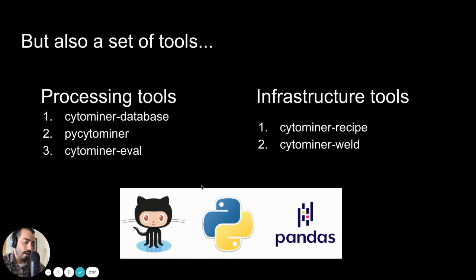And so it's helpful to think about Cytominer as an ecosystem, which consists of a series of 2 fundamentally different types of tools. So we have processing tools, which are Cytominer database, PyCytominer, and Cytominer eval. But then we also include infrastructure tools to help with pipeline execution. This is our recipe and our weld. And so I'll talk more about each of these 5 tools in the next couple of slides, but it's worth noting here that all of them exist on GitHub with open source licenses. They're primarily written in Python and are built on top of pandas.